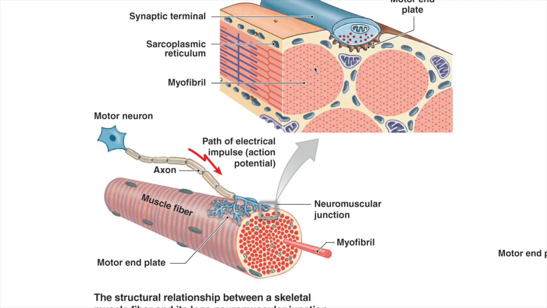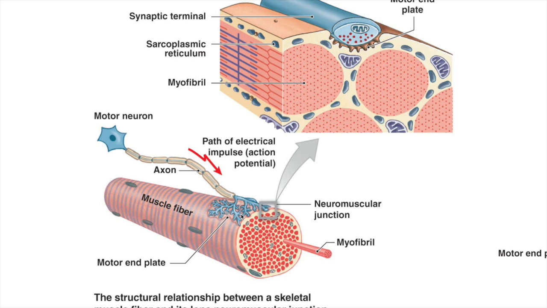Okay, so if we want to move a muscle, the first thing we have to do is think about it. And we think about it, and from our brain, it sends a signal down what's called a motor neuron, and that's what causes the muscle to contract. So a skeletal muscle fiber contracts when stimulated by a motor neuron. And each skeletal muscle cell, here's one cell, has what's called a neuromuscular junction, where the end of the motor neuron, or we also call that the synaptic terminal, because that's where it ends.